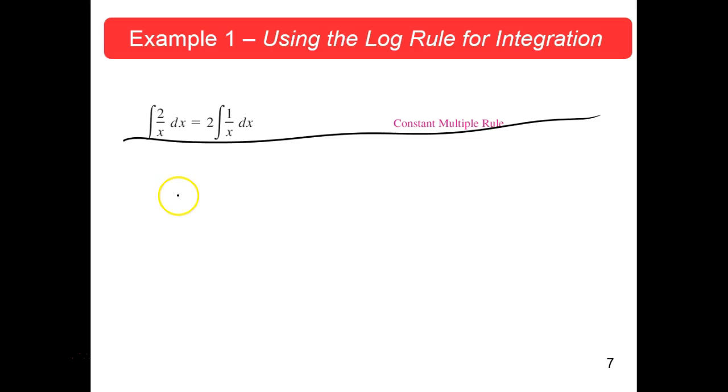Here's what we got. Find the area of the region bounded by the graph of y is equal to x over x squared plus 1, the x-axis and the line x equal 3.